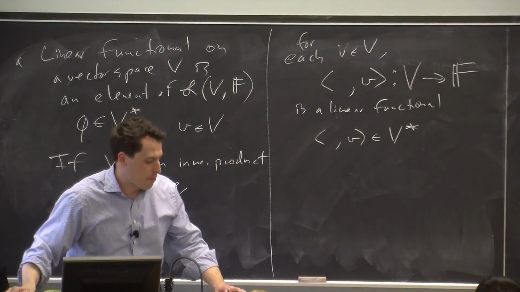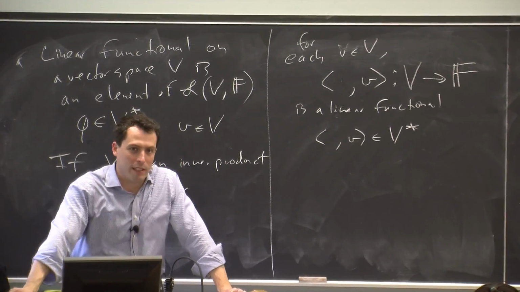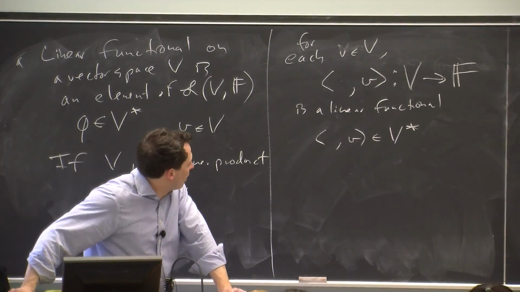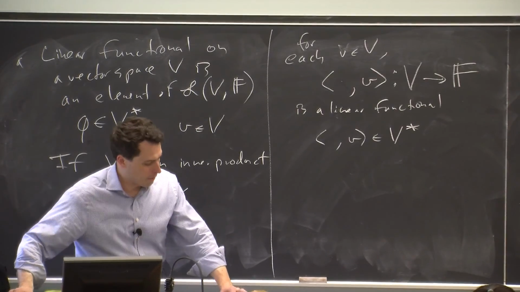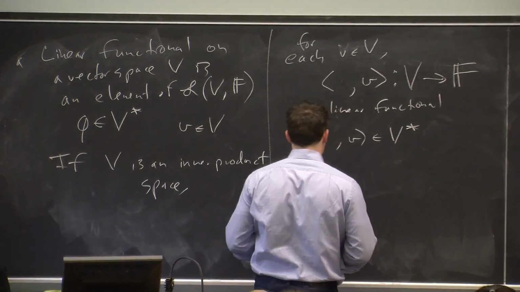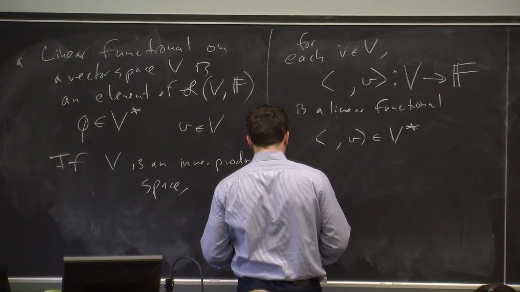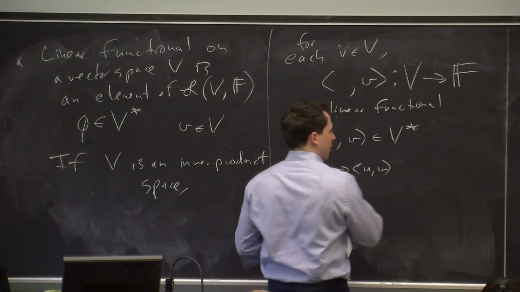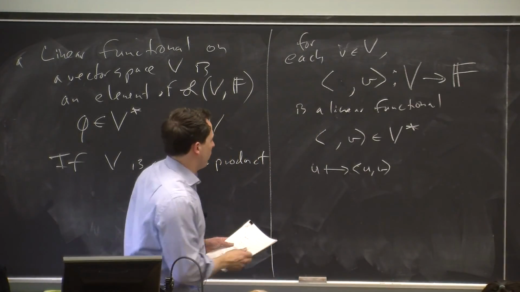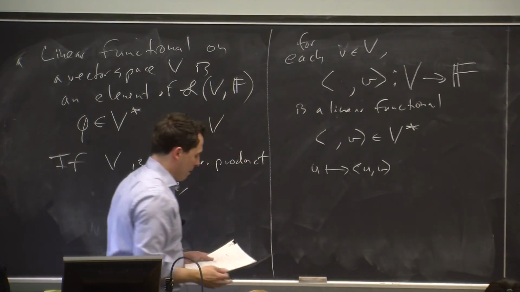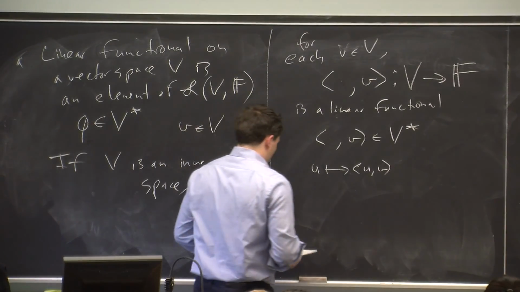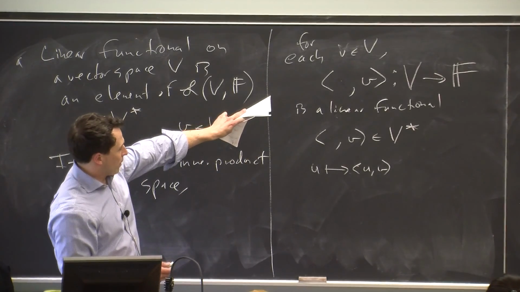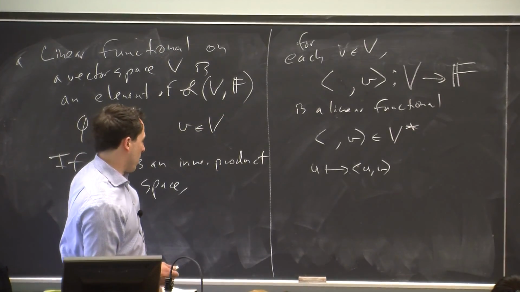And so this is that promised way to associate to each vector in V an element of V star in a way that requires no further choices once I have an inner product. Another way of saying this is that the map that sends u to the inner product of u and v is the linear functional. If you're uncomfortable with the blank, this is what that means. So every element of the vector space V gives rise to a linear functional this way.